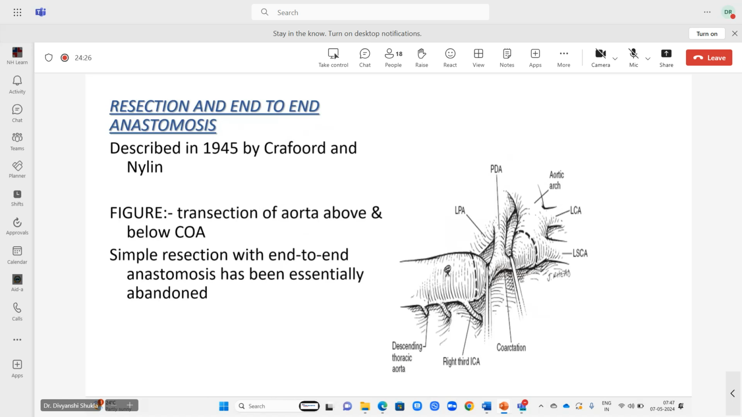Resection and end-to-end anastomosis was initially described by Crawford and Nylin in 1945. The image depicts the same. Simple resection with end-to-end anastomosis has been essentially abandoned though.